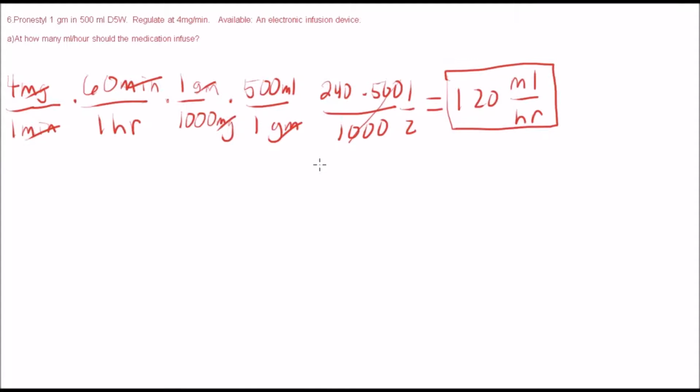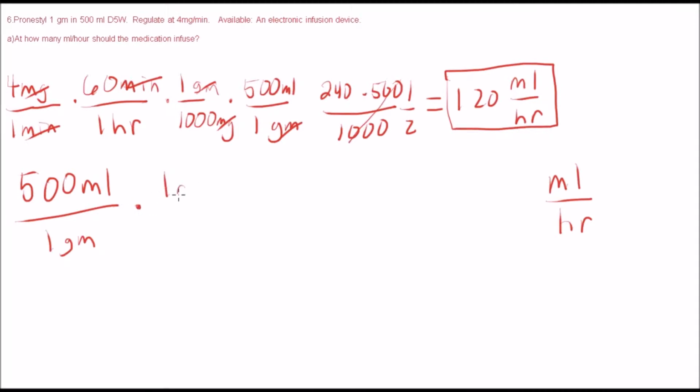And we could have started in a different place here. We could have started with this value, say 500 milliliters per 1 gram. We still need to get to milliliters per hour here. So now we're going to have to somehow get hours here. Well, again, we know milligrams per minute, so if we convert this, we're going to have 1 gram over 1,000 milligrams. Now our grams cancel out. So now we're in milliliters per milligram.